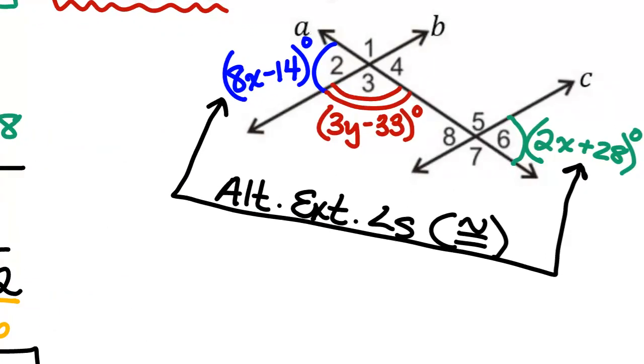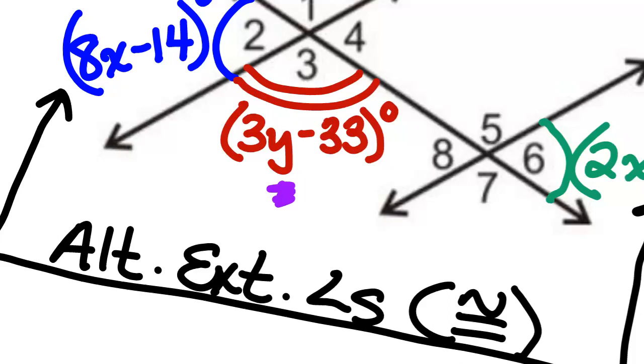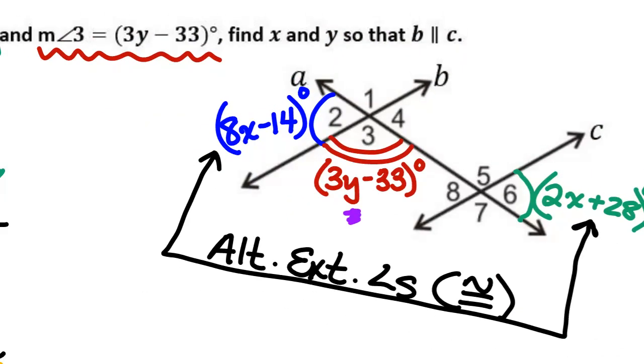We're also supposed to find y. How many angles had y? Just one of them, just this guy right here. We're still going to have to find a relationship between angle 3 and one of the other angles that we know about. So either angle 2 or angle 6. So do we have a name for either of those pairs of angles? Do we have a name for the pair of angles that's 2 and 3? That is a linear pair. And what do we know about linear pair angles? They're supplementary.